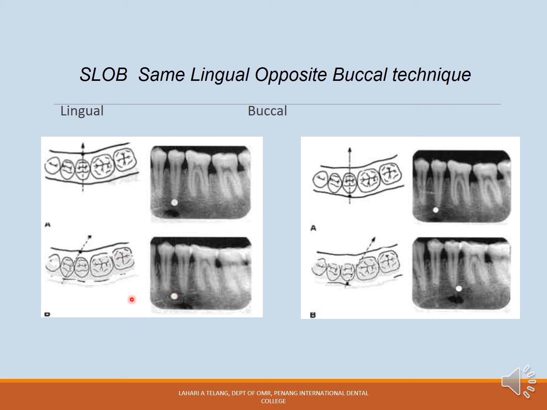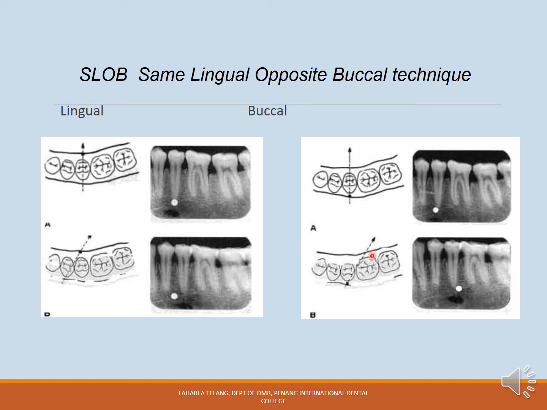So if we shift the X-ray cone mesially, in your final image the object has also moved mesially. Like for example, in the first image, the object which is placed on the lingual side is exactly at the apex of the second premolar. But in the next image, when we move the X-ray machine more mesially, this object also has moved mesially from the apex of the premolar to in between both the premolars. So, same lingual. When the machine is moved mesially, the object also has moved mesially, which means that the object is located on the lingual side of the ridge.